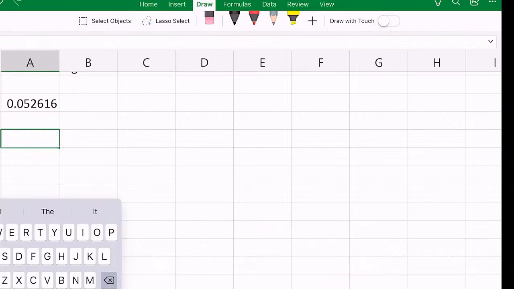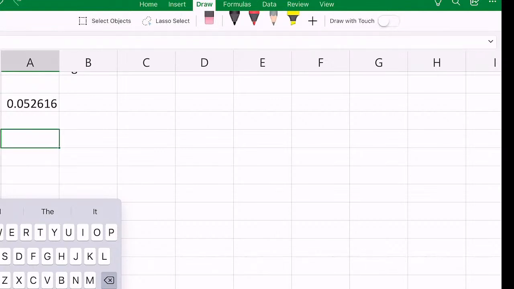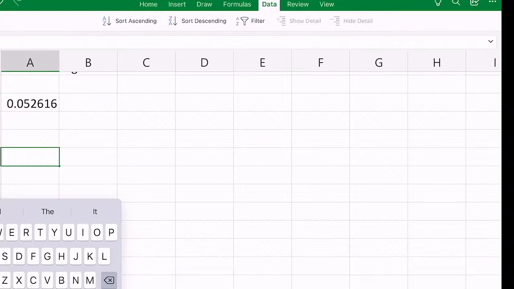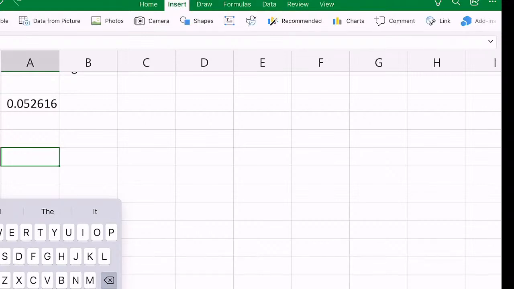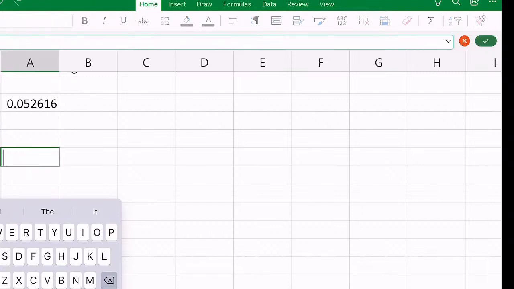I have no idea why I can't do what I want to do. It's Excel, and the iPad is different than the regular Excel. I just want my keyboard.